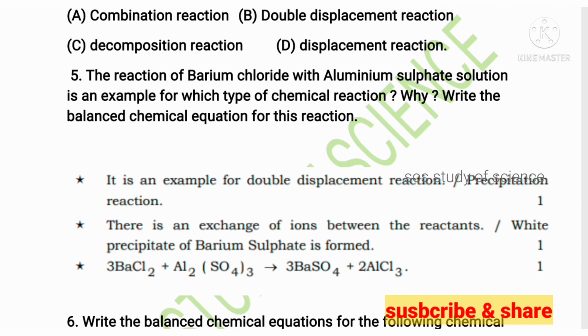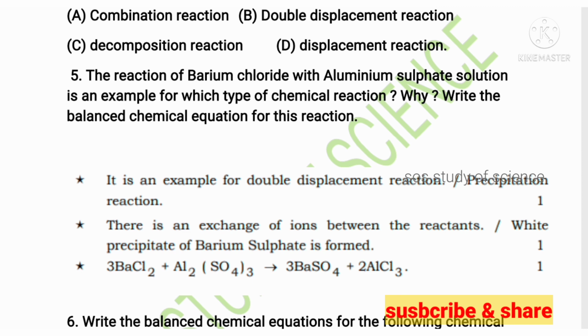So the first answer is that it is a double displacement reaction, and when this reaction takes place, a precipitate is formed. A white colour precipitate is formed. When a precipitate is formed, we can also call that reaction a precipitation reaction. Next, why are they asking why? Because ions are there, so exchange of ions takes place in a double displacement reaction.